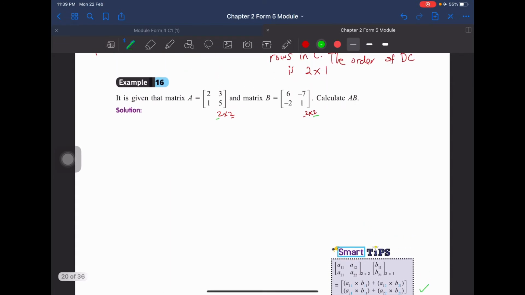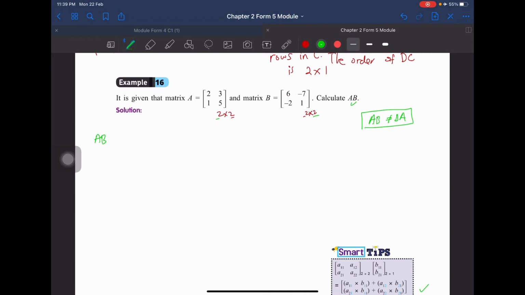So calculate AB. The question asks you to multiply A and B. Please be alert that in matrices, the product of AB is not the same as BA. I want you to know these rules. Not most of the time.